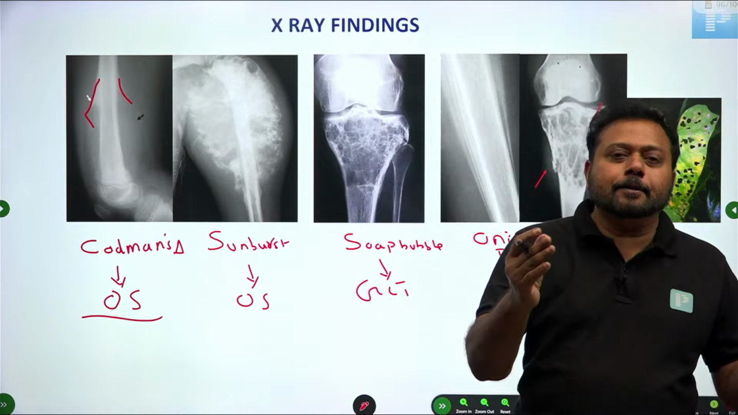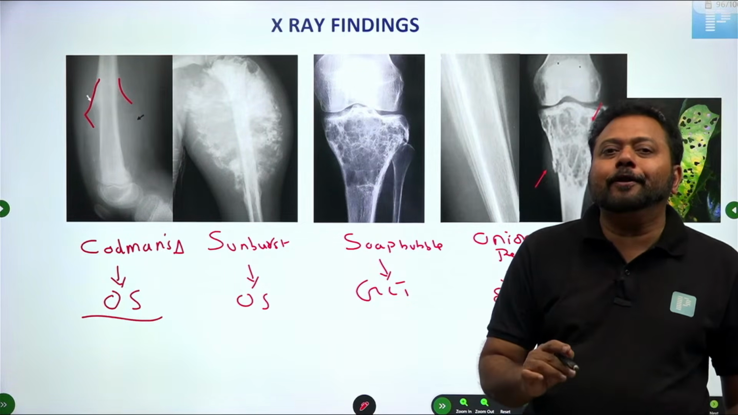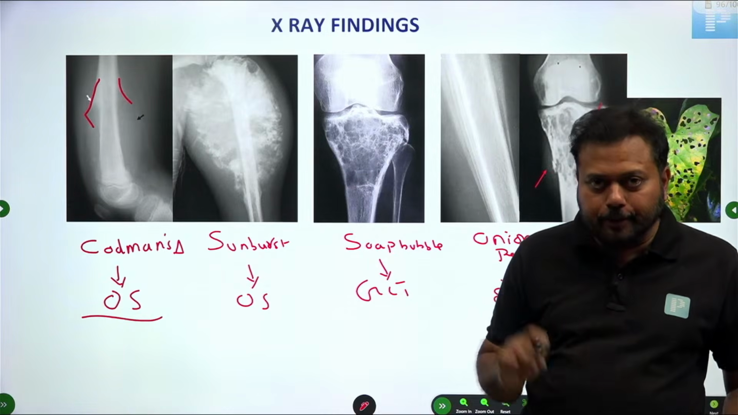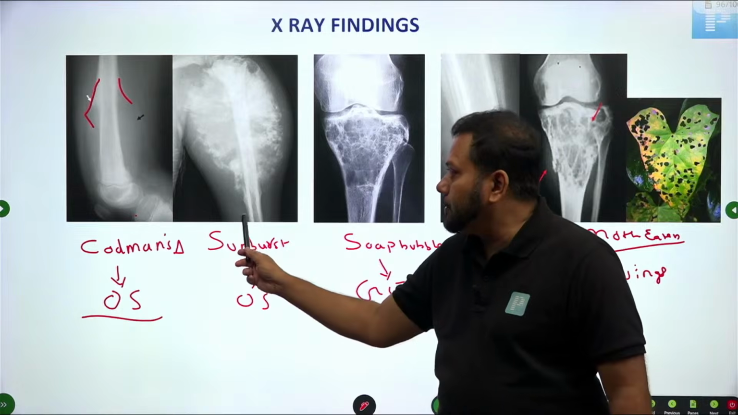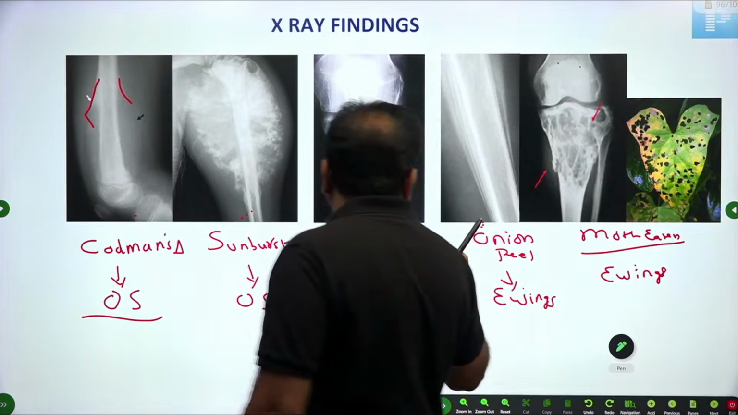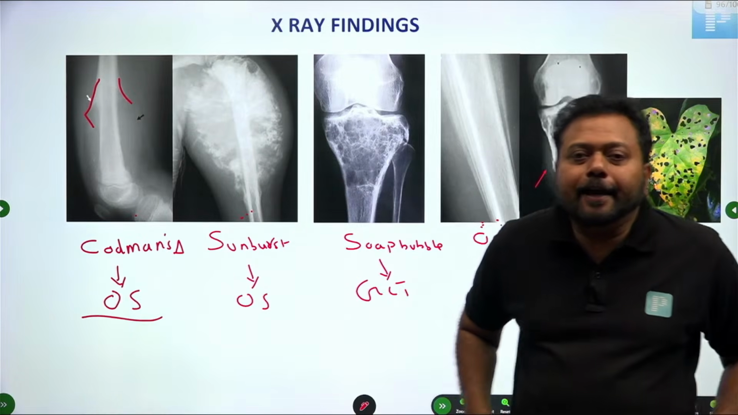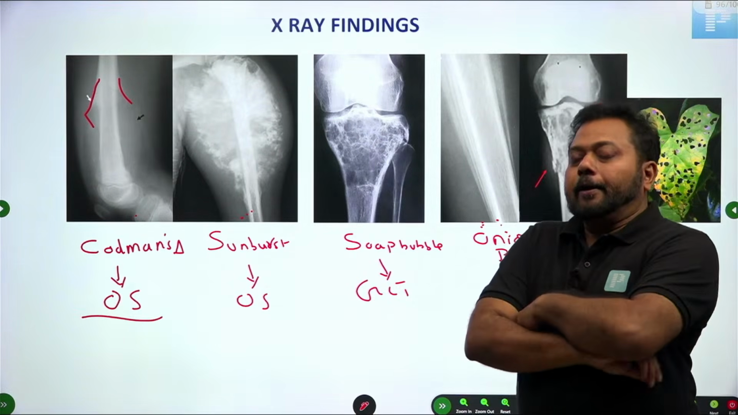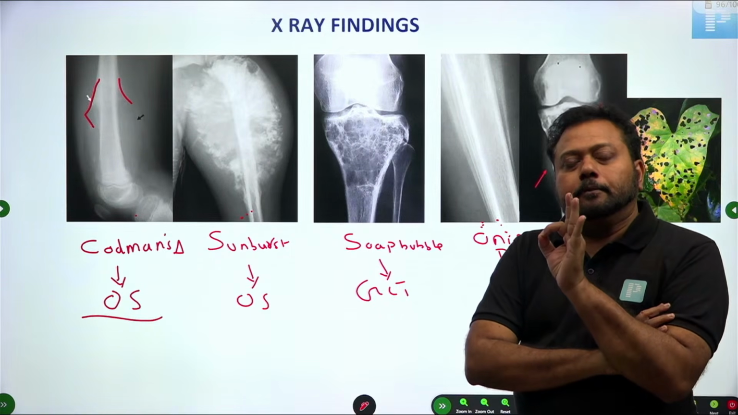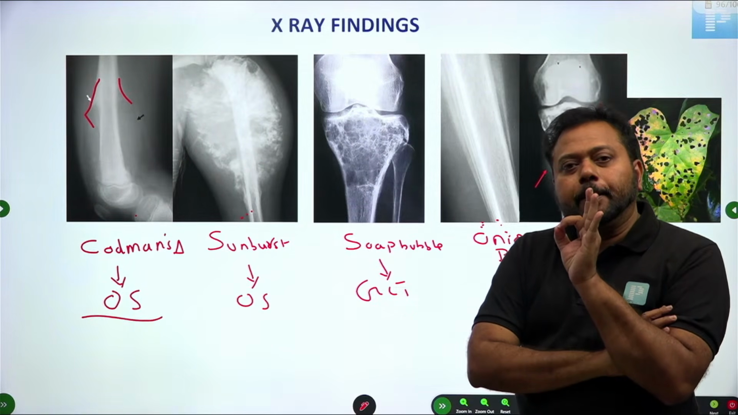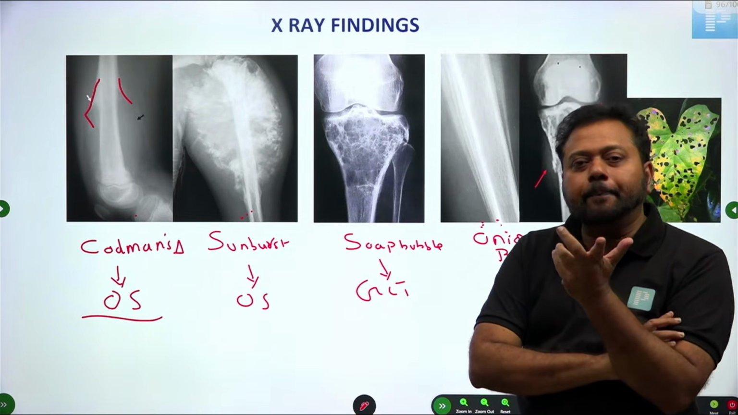Dear friends, one of our students has asked a doubt: how to differentiate Ewing sarcoma from osteogenic sarcoma? See, this is osteogenic sarcoma. The third one is Ewing sarcoma. Periosteal reactions are happening in osteogenic sarcoma and periosteal reactions are happening in Ewing sarcoma. Periosteal reaction is not happening in giant cell tumor.